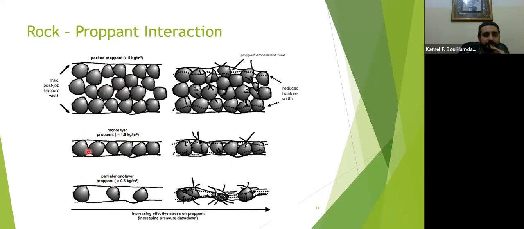Now, if you're going to compare these three together, which one do you think is going to have the highest fracture conductivity, and which one is going to have the lowest? If you can write in the chat box, which do you think is going to be the highest fracture conductivity and which one is going to be the lowest from only these three images? Okay, so we have a few answers. Anyone else wants to guess?